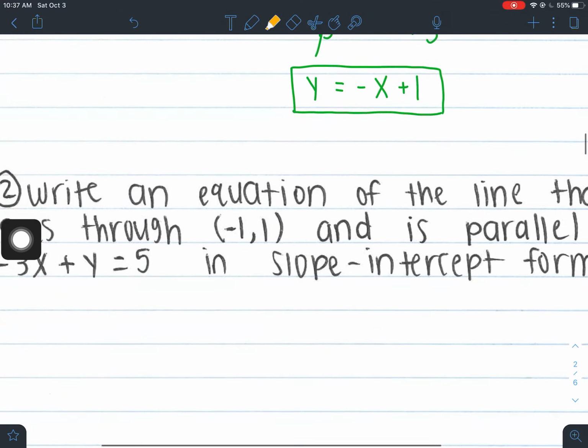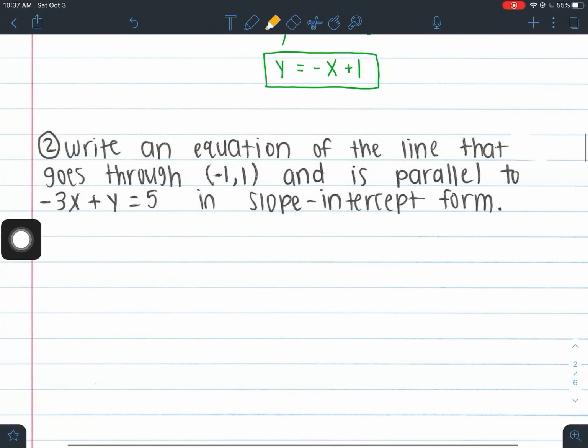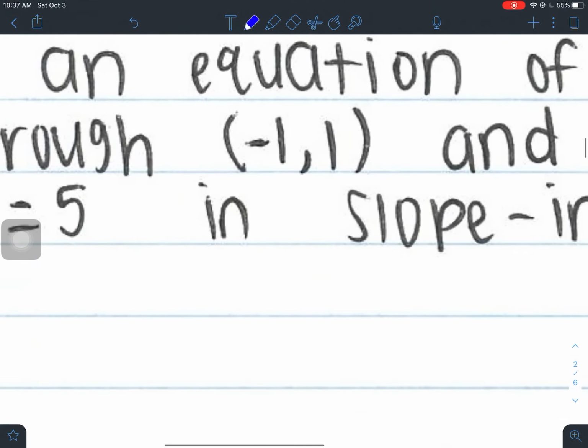All right, so moving on to the next problem. Write an equation of the line that goes through negative 1, 1 and is parallel to negative 3x plus y equals 5 in slope-intercept form. Let's identify some of the important information. We know that the new equation has to go through the point negative 1, 1. It has to go through that point.